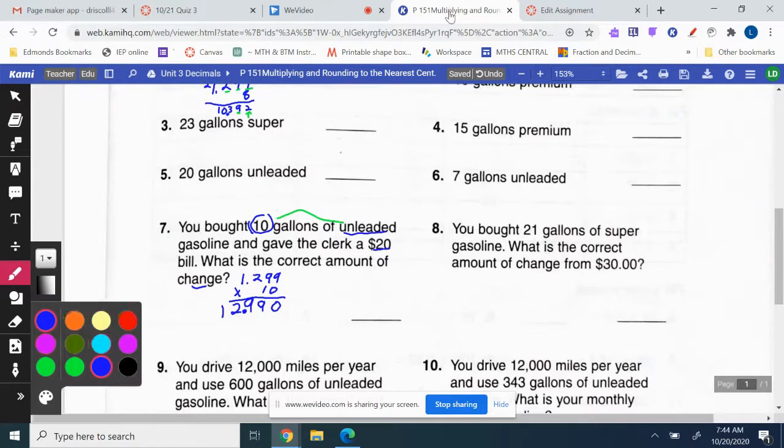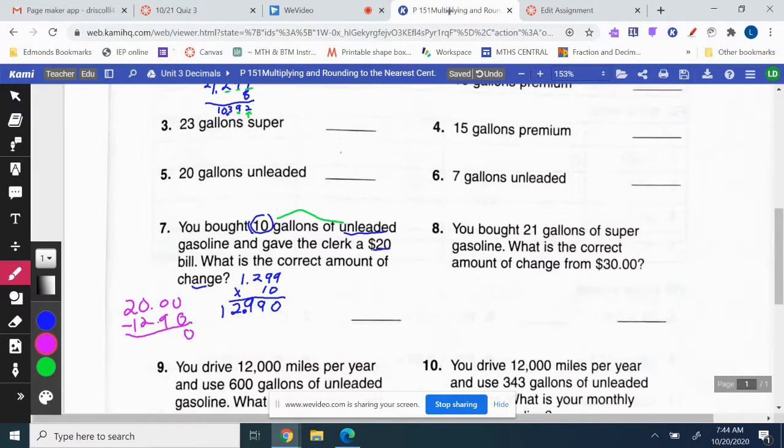So I'm going to do this in a different color. I gave the clerk $20. Now I'm going to subtract $12.90. That's 0. Can't borrow from there, so that becomes 19. And that becomes 1. I drop my decimal. 9 minus 2 is 7, and 1 minus 1 is 0. So the correct amount of change is $7.10. We can work more on this in the class, but it's just multiplying and rounding.